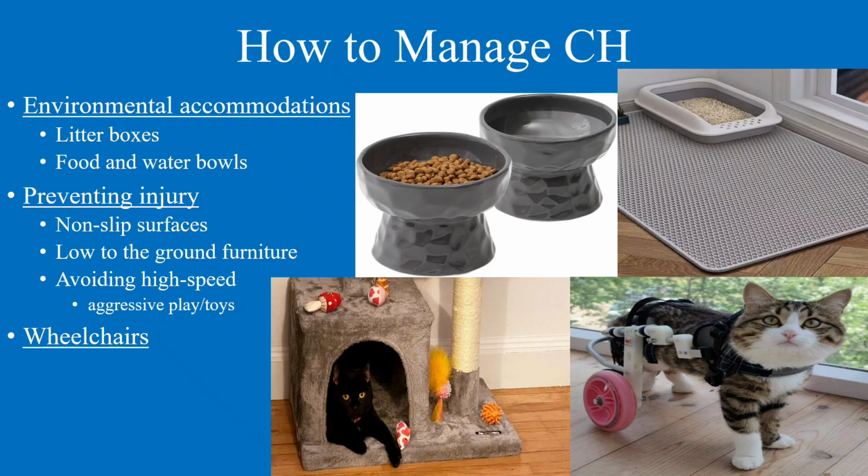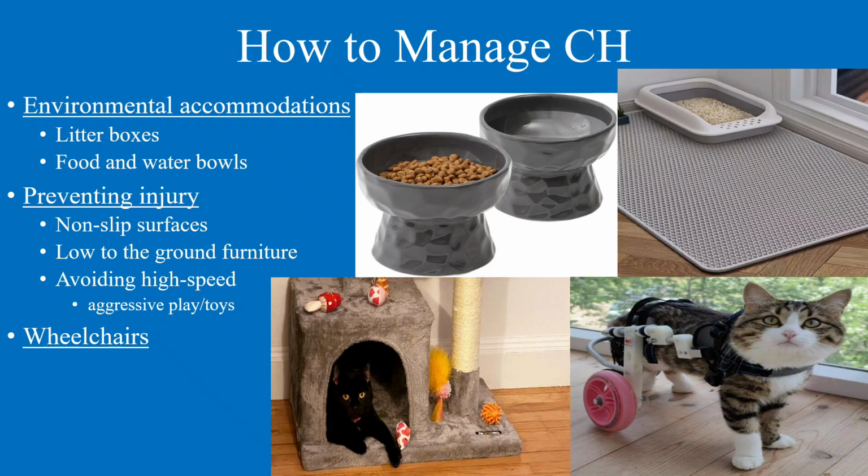Preventing injury is also important for CH cats, as their incoordination can create a lot of potentially dangerous situations. Non-slip surfaces like rugs or yoga mats can help with stability, as well as padded areas where they could potentially stumble or fall. Low-to-the-ground furniture and avoiding high speed or aggressive play can also be very useful. Some cats, mostly severe CH cats, can benefit from wheelchairs. They provide assistance and stability with moving around and can boost a cat's confidence so that they exercise and have a better quality of life.